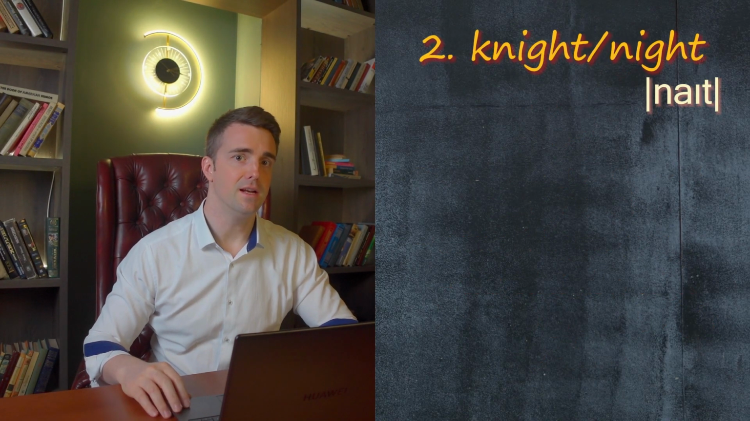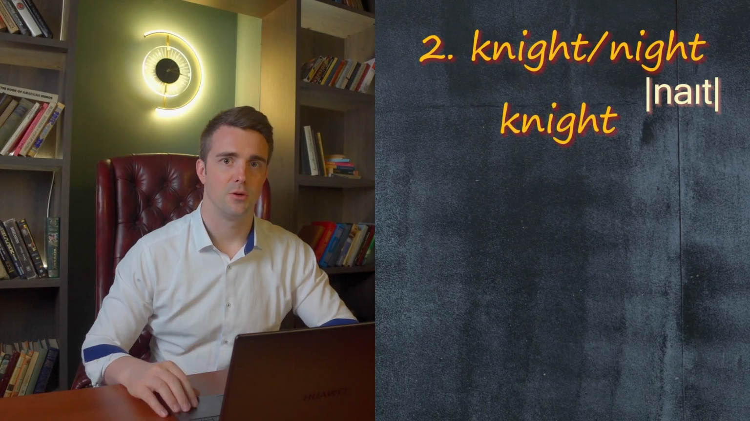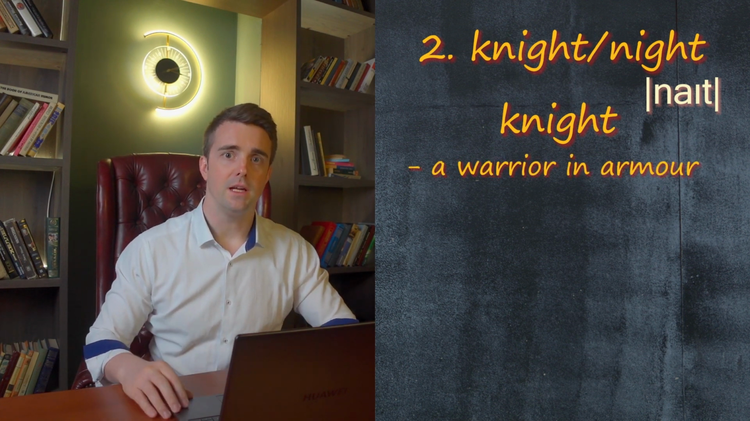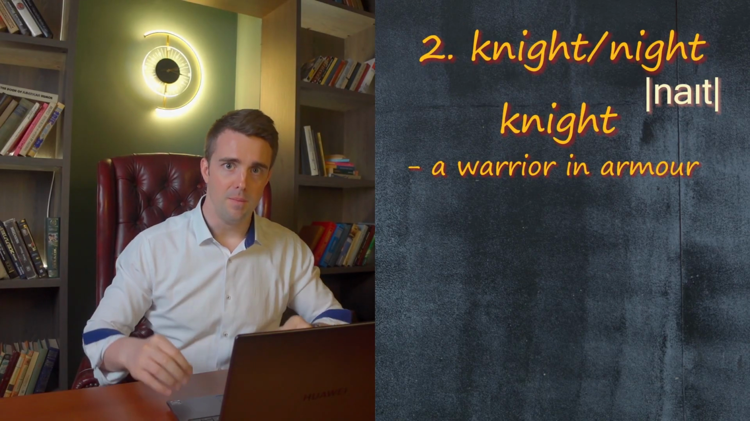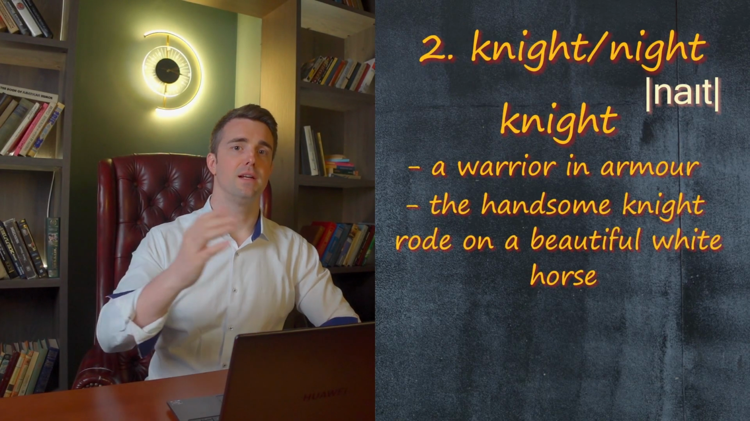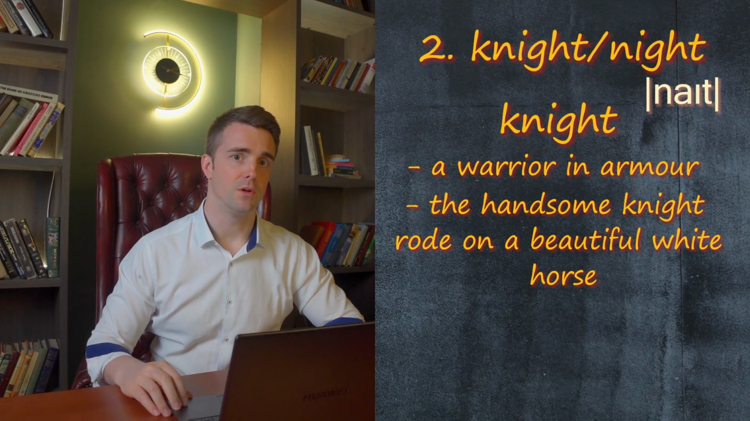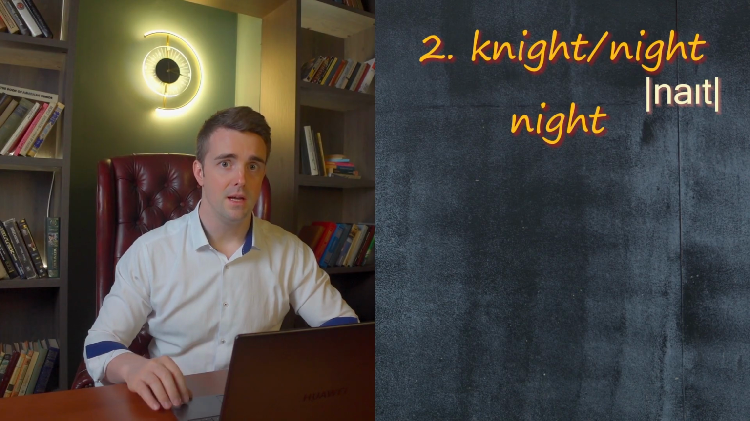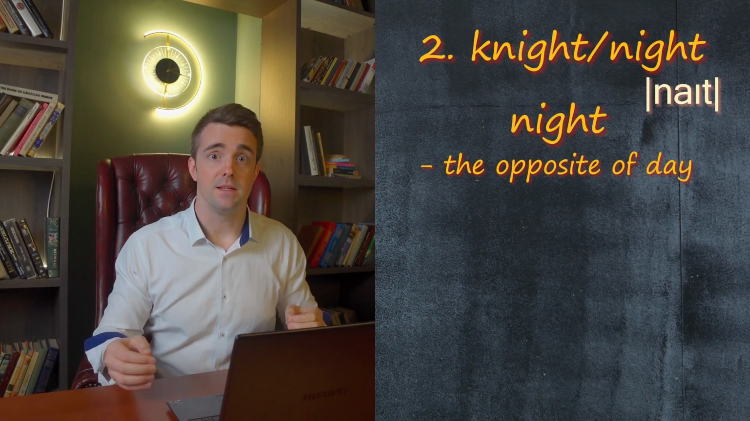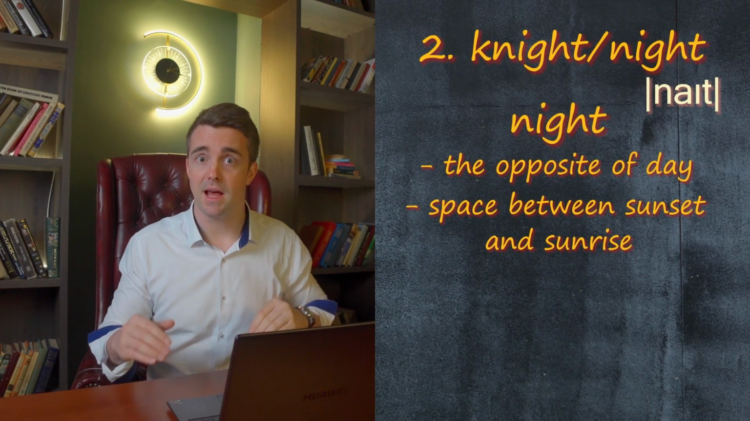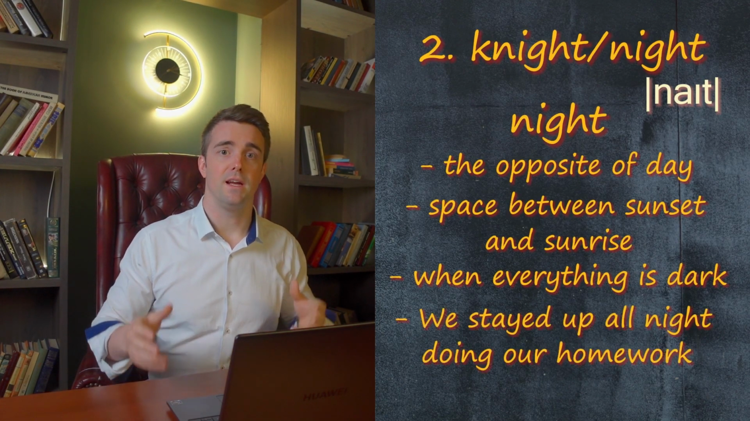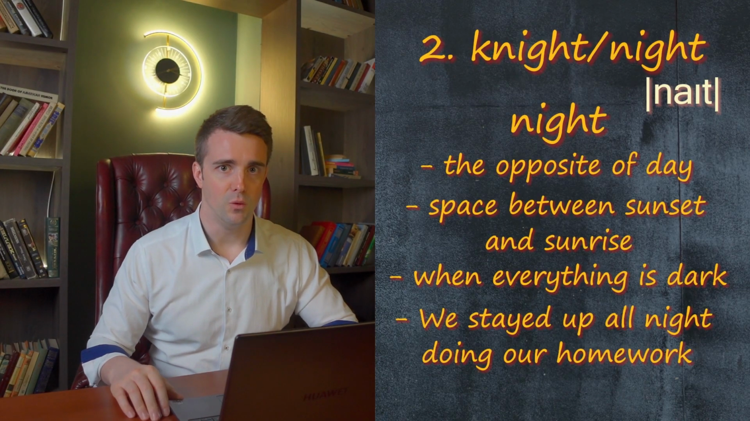Then let's take a look at knight and night. So knight with a K, but pronounced night, is a warrior in metal armor. So for example, the handsome knight rode on a beautiful white horse. But night without the K, just night, is the opposite of day. It's that space between sunset and sunrise when everything is dark. So for example, we stayed up all night doing our homework.